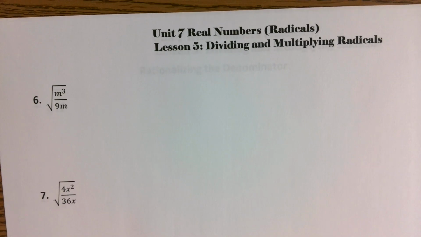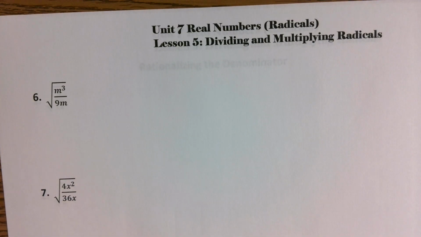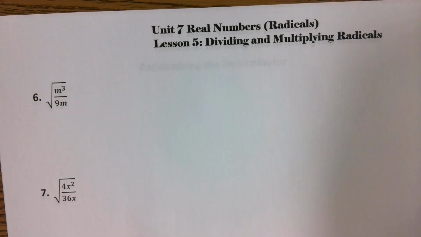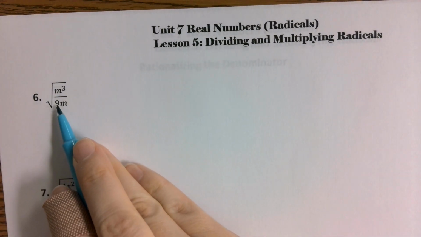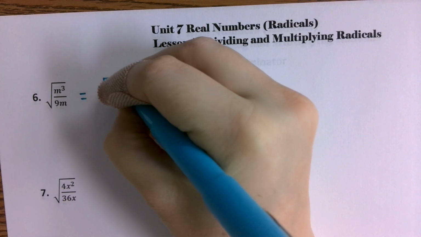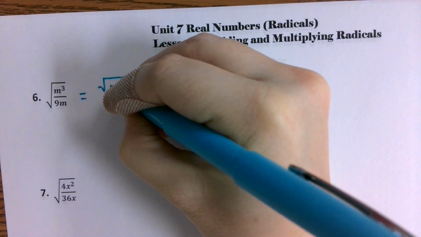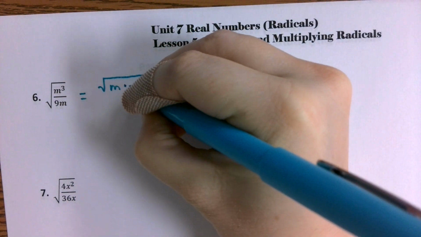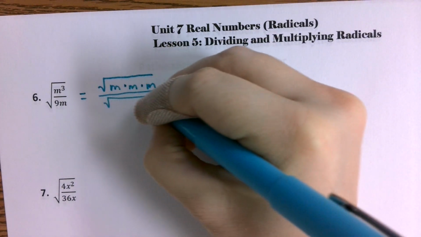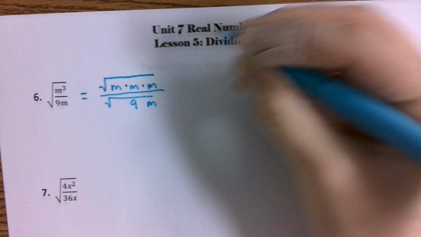All right, let's go ahead and go over these. So problem number 6, we have the square root of m to the third over 9m. Again, the 9 is perfect, but the m is not. So if we were to look at this as a broken down portion, this would be m times m times m on the top, and then we would have square root of 9m on the bottom.